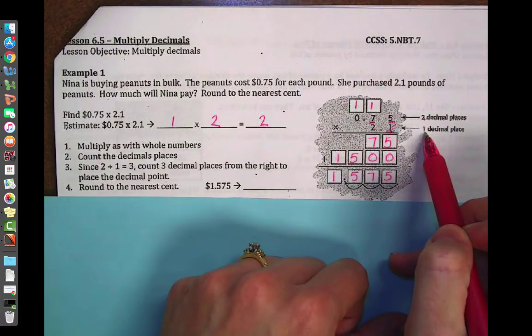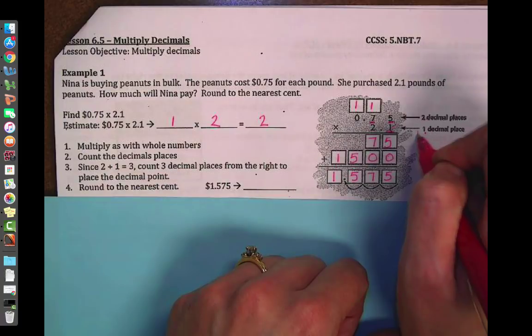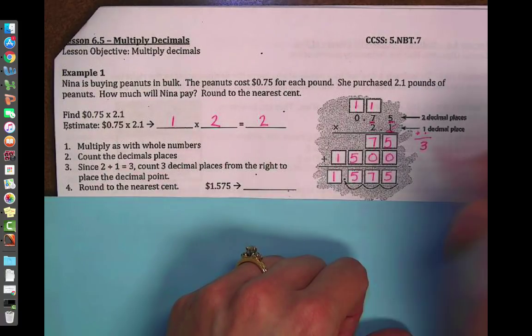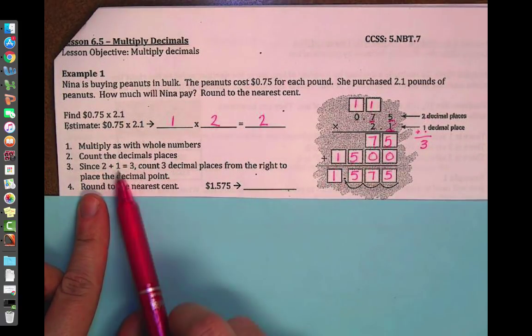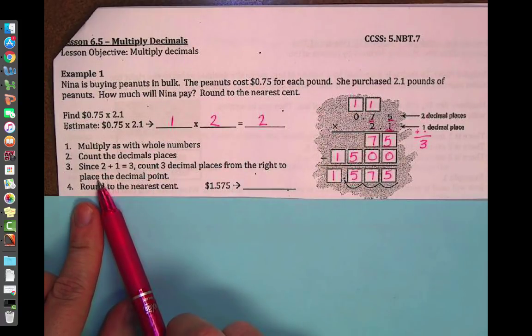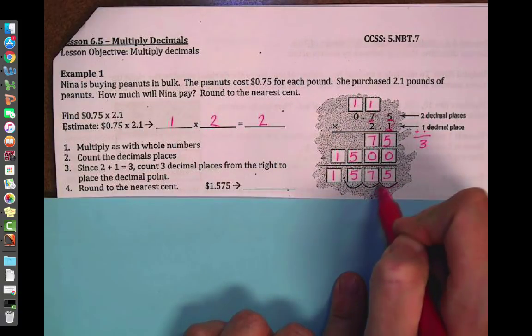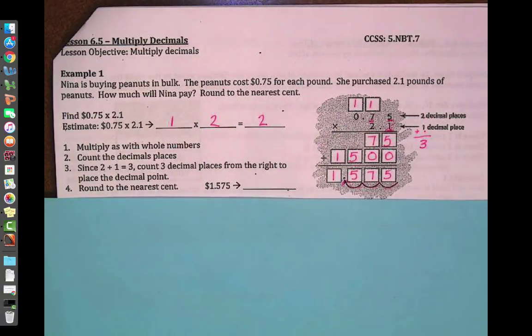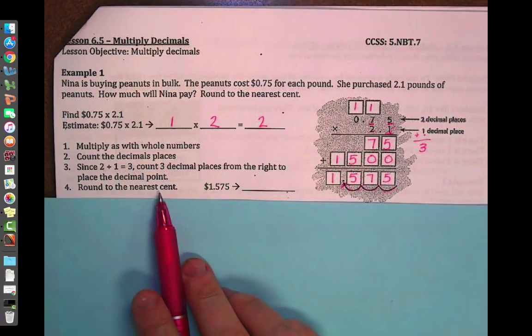So all we're going to do now is combine those two. I have 2 decimal places on my top one, 1 on my bottom one. When I add those together, I end up with 3 spots total. And that's my third step here. Since 2 plus 1 equals 3, count 3 decimal places to the right to place the decimal point. So that's why in my answer I go in 1, 2, 3 spots. We're moving our decimal just like we did in our lesson before when it was decimal times a whole number. And then step 4, because we're working with money, it says round to the nearest cent.